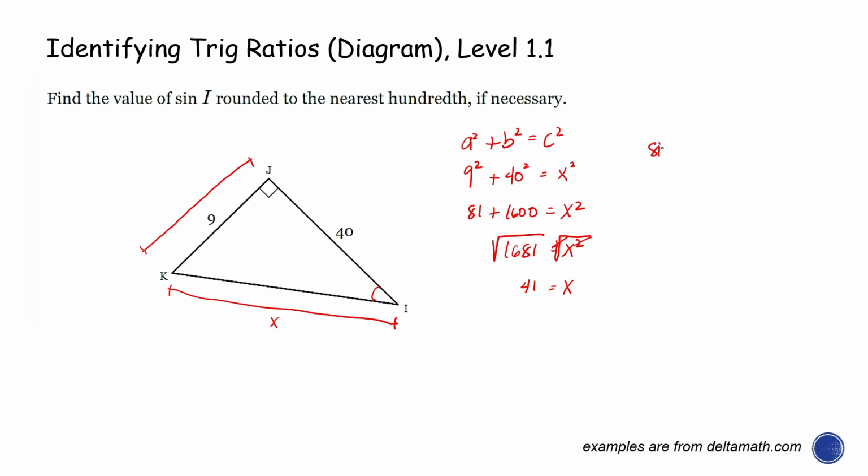Now we can solve for sine I. Sine I equals opposite over the hypotenuse. Our opposite side is 9. Our hypotenuse is 41. Our answer here will be decimal, so up to 2 decimal places. 9 divided by 41 is approximately 0.22.